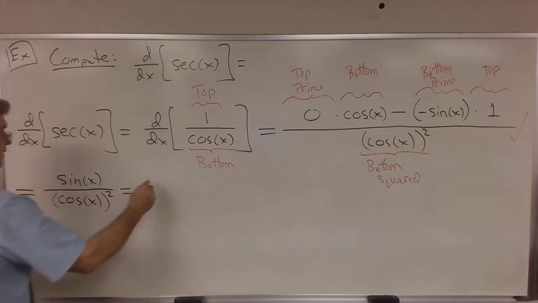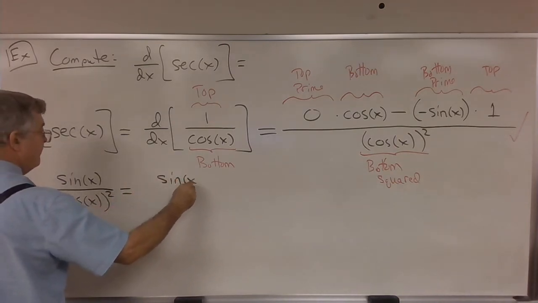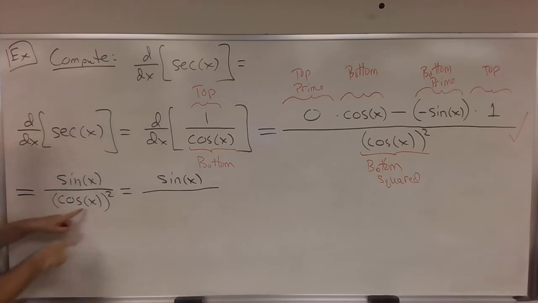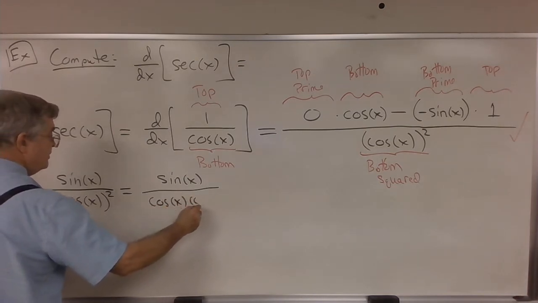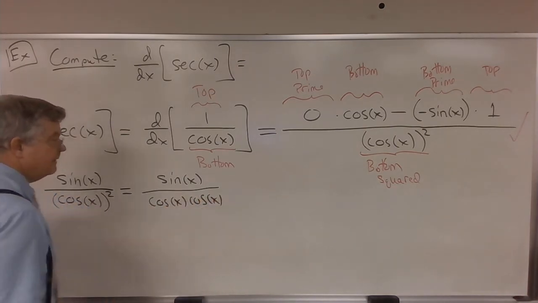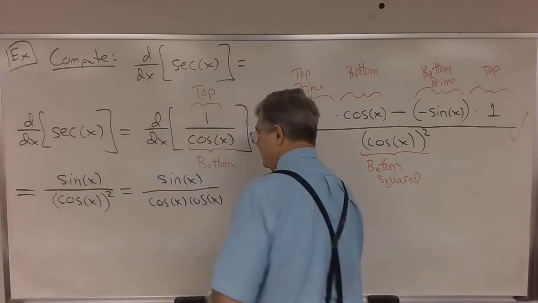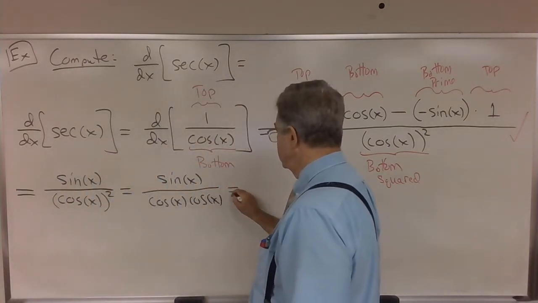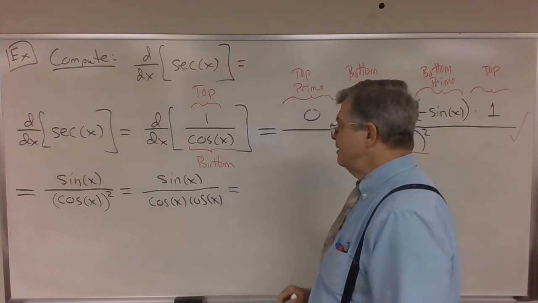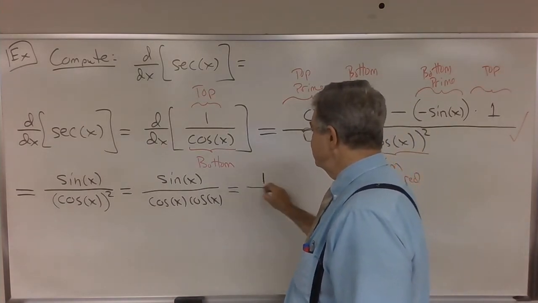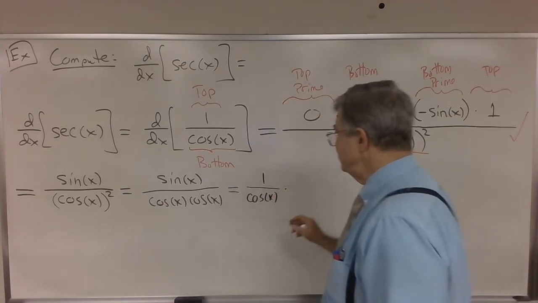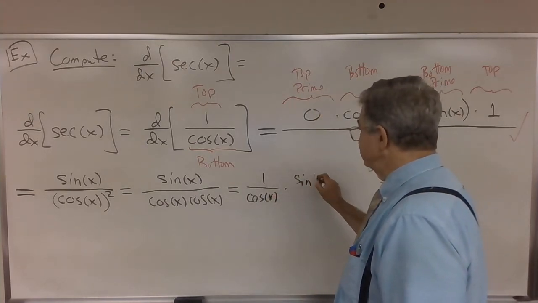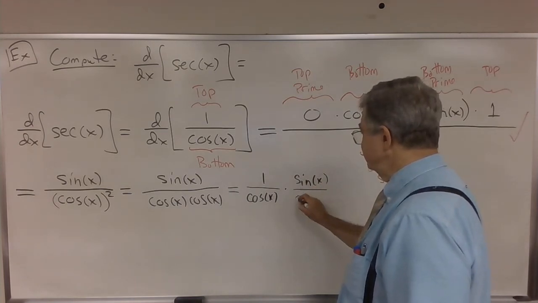And now what I'm going to do, I'm going to break this up into cosine times cosine. Cosine of x times cosine of x, and I can rewrite this as 1 over cosine of x times sine of x over cosine of x.